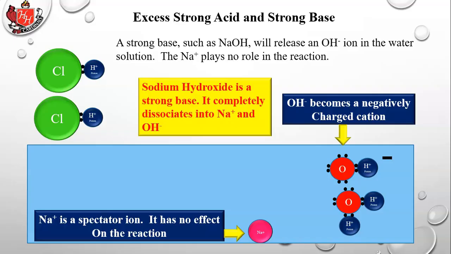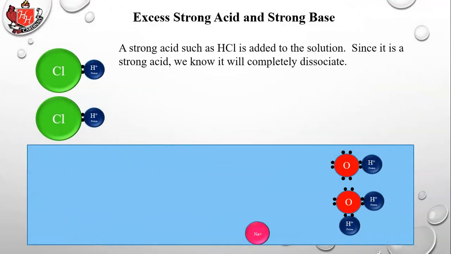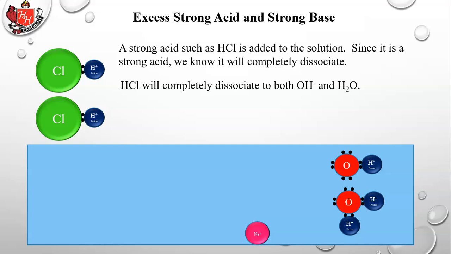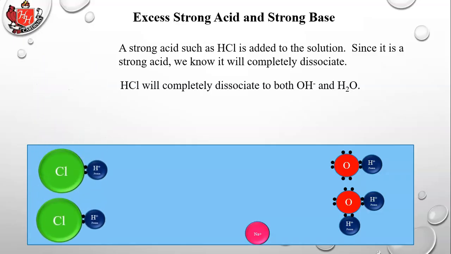OH- becomes a negatively charged ion. So now it has a charge to attract a proton. A strong acid such as hydrochloric acid is added to the solution. Since it is a strong acid, we know it will completely dissociate. HCl will completely dissociate, and the solution now contains both hydroxide ions, OH-, and water molecules. So here it goes. It's now going to go into the solution.